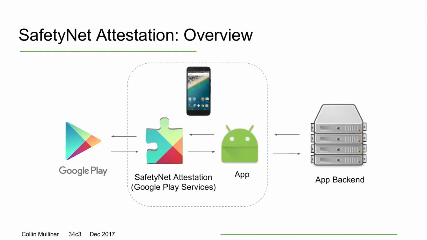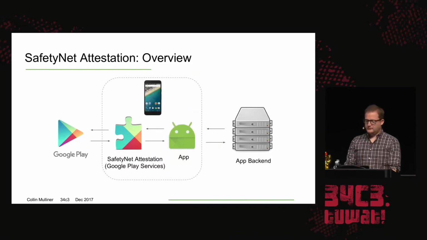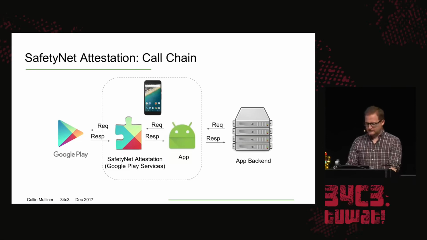So how does it actually work? Here, the box in the middle is the software that's running on the phone. You have the Google Play backend, and your application's backend. So if your app doesn't have its own backend, you really can't use SafetyNet at all. And you will see in a second why that is.